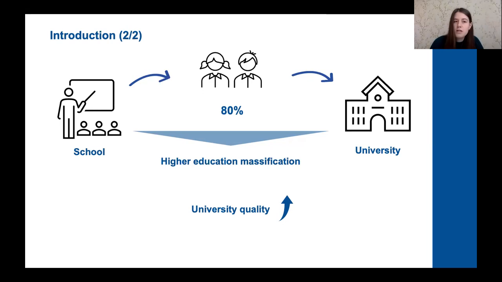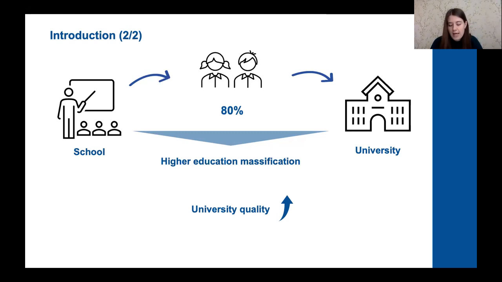The researchers know that the proportion of people who have a higher education has greatly increased compared to the Soviet Union. The supply has grown and the demand. And now, according to the statistics, about 80% of high school graduates are going to go to the universities. This is a large proportion of people who receive a higher education, and this phenomenon in the literature is called a massification of higher education.